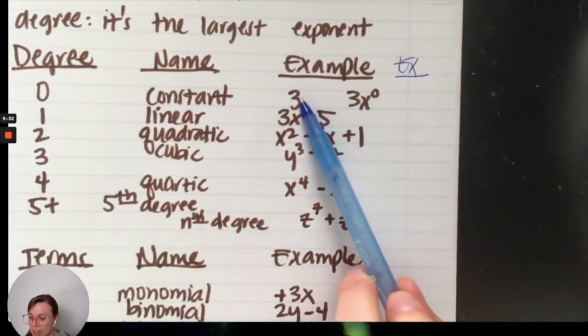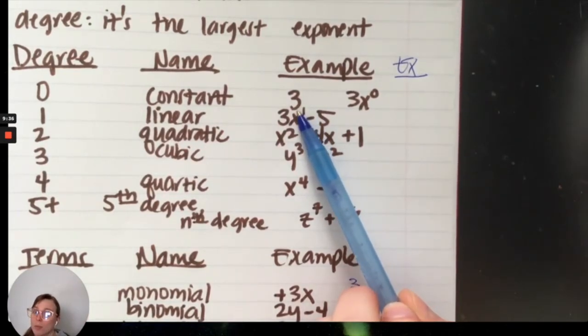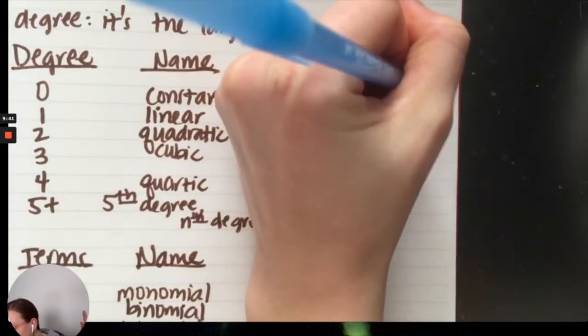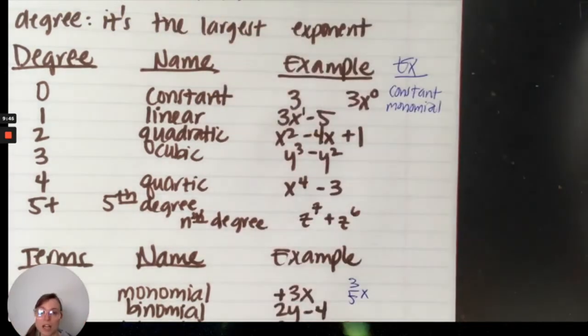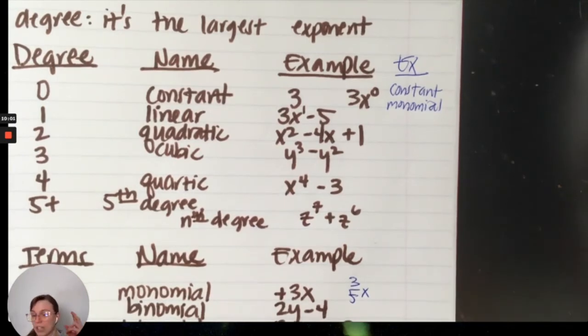So if I look at just this 3, I know it's constant, and how many terms are there? There's only 1. So this would be called a constant monomial, because the degree tells me it's constant and the number of terms tells me it's a monomial. So whenever I name a polynomial, and all of these are generically called polynomials for the sake of this unit, I'm going to name it by the degree and by the terms. So it's going to get two different names on it to make the complete name.